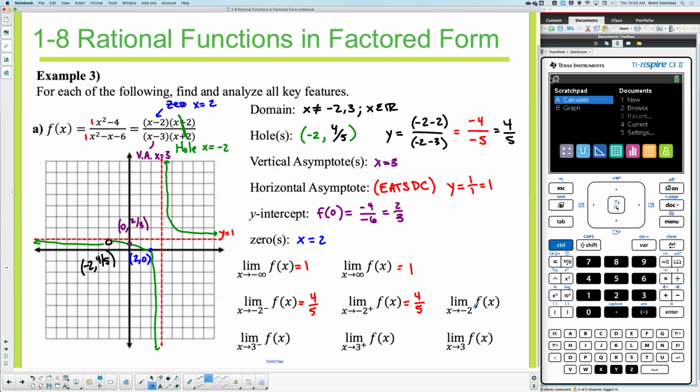Now, this limit doesn't show you a plus or a minus. It's the same number though. So what you do is you look, are these the same or are they different? They're the same. You put 4/5. That means it does not matter whether you come from the left or the right, you're approaching 4/5.